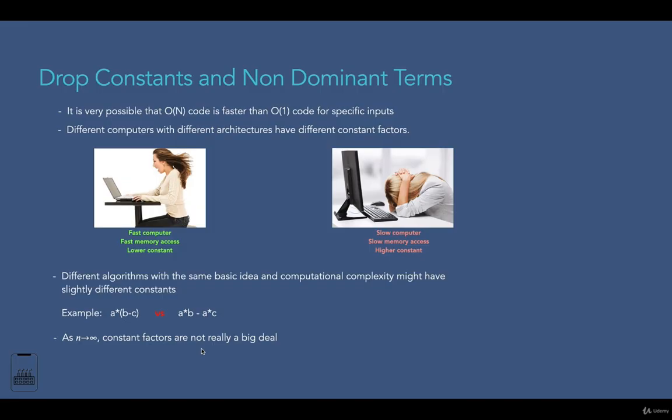So in this lecture, I explained why we need to drop constants and non-dominant terms from big O. So hopefully everything is clear about this. Now with this, we have come to the end of this lecture. So see you in the next lecture.